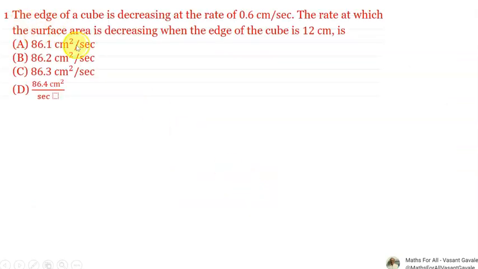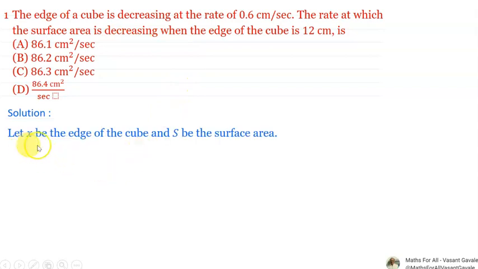First example. The edge of a cube is decreasing at the rate of 0.6 centimeter per second. The rate at which the surface area is decreasing when the edge of the cube is 12 centimeter is: A, 86.1 centimeter square per second, B, 86.2 centimeter square per second, C, 86.3 centimeter square per second, and D, 86.4 centimeter square per second. Now here we are given that the edge of the cube is decreasing at the rate of 0.6 and we want to find the rate at which the surface area is decreasing.